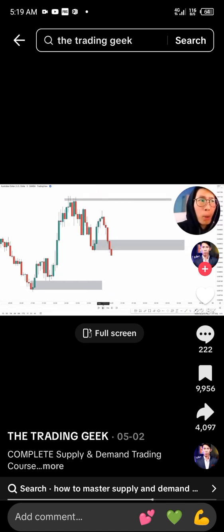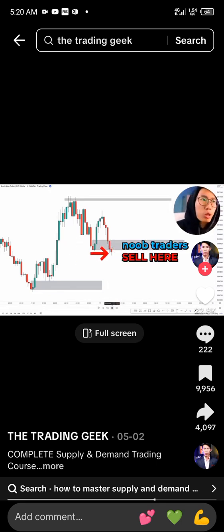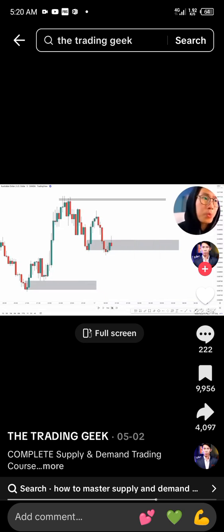You can see right now price came back all the way down to this demand zone, and it has broken past it just a little bit. So do you think we should enter for a sell here? This is what retail traders are doing. Retail traders will just enter for a sell when price breaks through a little support area or whatever. And look at what price did next. It went back up, so this ended up being a little fake out.